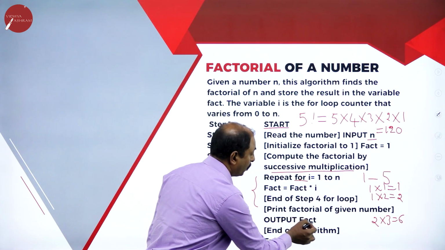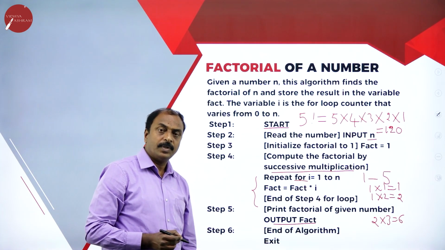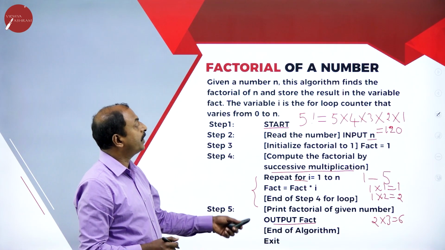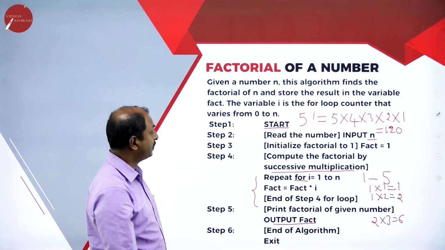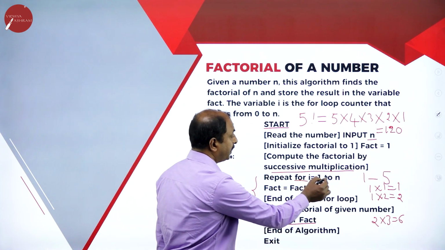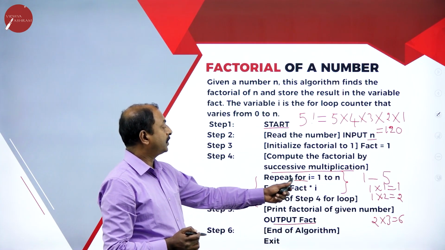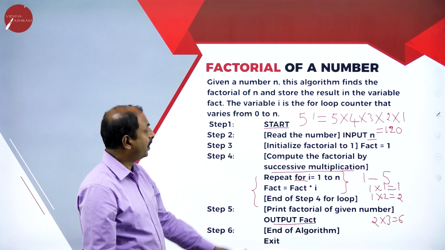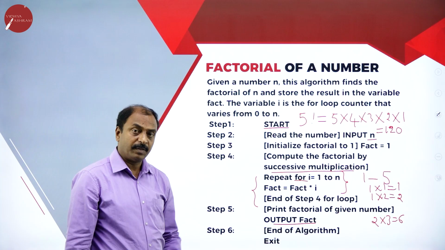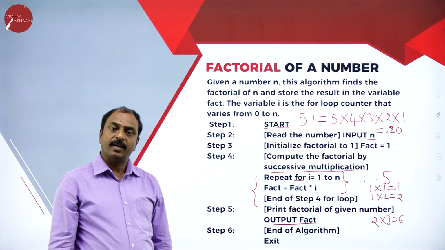So we have to output fact. So this is an algorithm to find the factorial of a given number. In this example, students, we are using the logic or programming statement called for loop. It is nothing but a programming construct for repetition of statements. So this is the factorial of a given number.